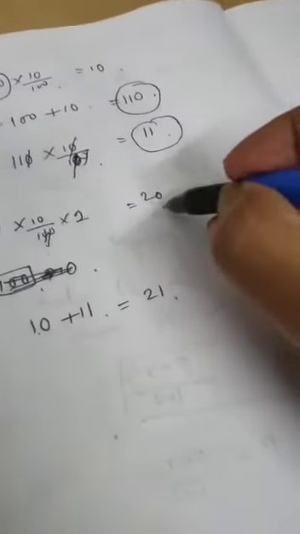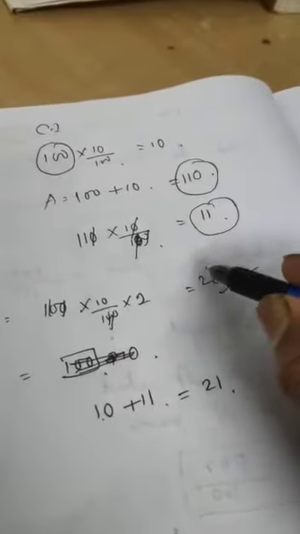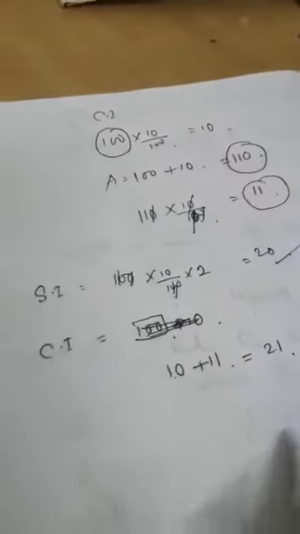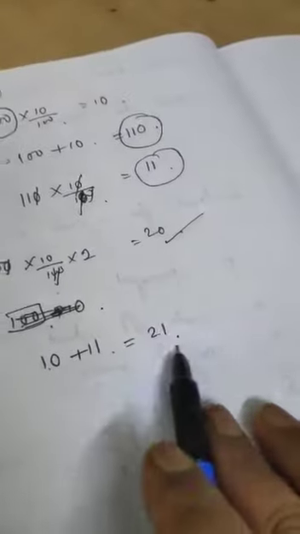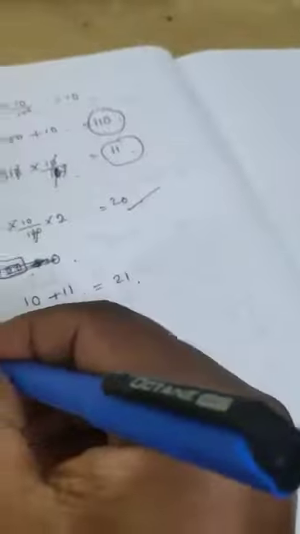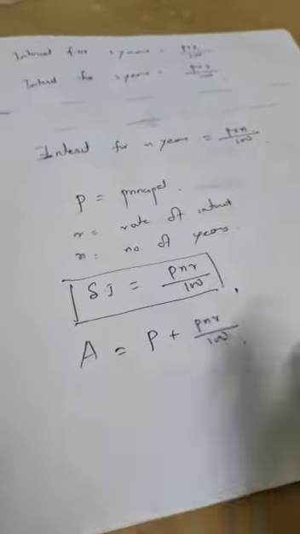21. In case of SI, after 2 years, your total interest is rupees 20. But in case of CI, your total interest becomes 21. 1 rupee more. So that is the difference. What is the difference here? In case of SI, we always calculate interest on the original principal. But in case of CI, we don't calculate interest on the original principal, but on the amount at that year. Okay, so we got a formula: SI equal to PNR by 100.